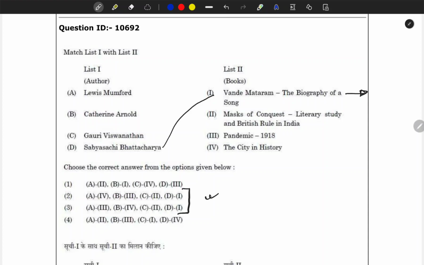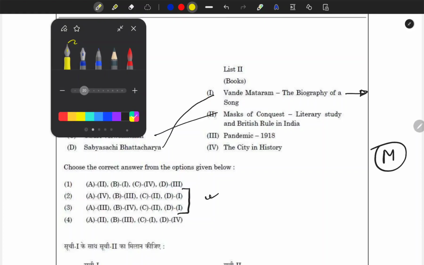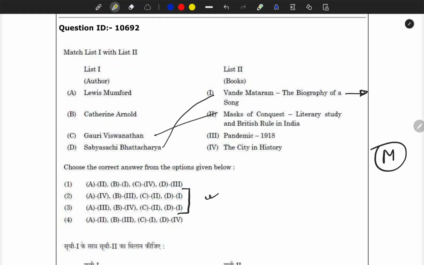Here you can see that I knew both Sabyasachi Bhattacharya and Gauri Viswanathan, but still I was only on 50-50. This is why it was a moderate question for me. I was not able to do it properly. So for me it was a moderate question, and the correct option is this. Catherine Arnold actually wrote this, Pandemic 1918.